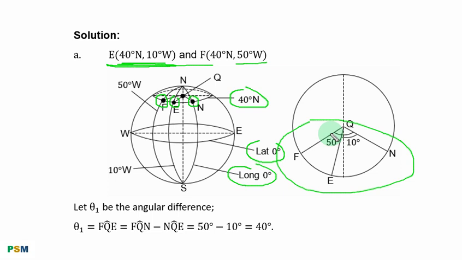But we are interested in the angular difference between E and F, just this angle, which is equal to the whole angle 50 degrees minus this part 10 degrees. You have it in this form, and that is 40 degrees. In other words, when the points or places are on the same latitude, then the same side of the prime meridian, their angular difference is through subtraction.